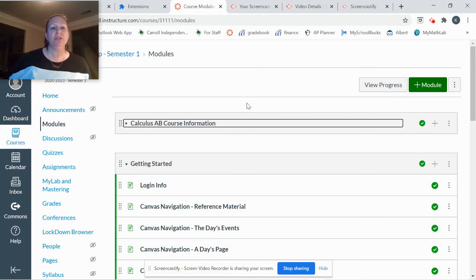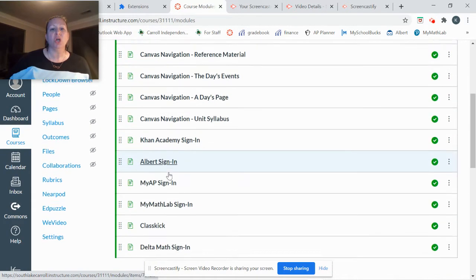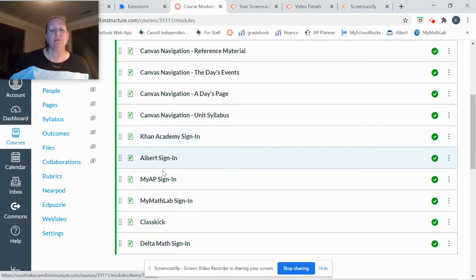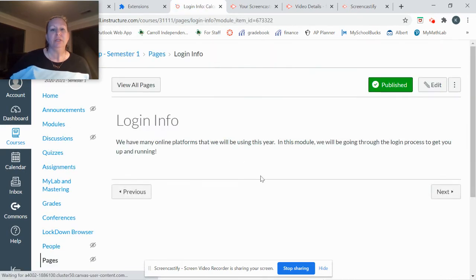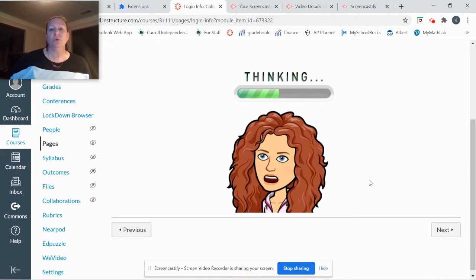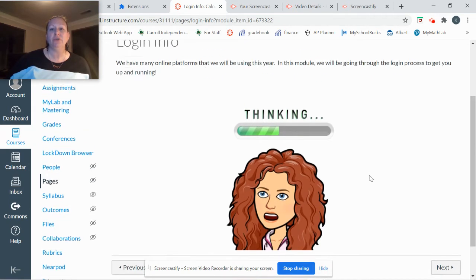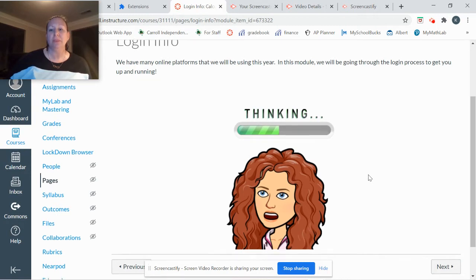And this time we're going to be looking at, again in modules, our Getting Started module. This is going to give us how to navigate through Canvas. It's also going to give us our login codes and assignments on all of our different login technologies that we have. So starting off, we have got a lot of logging in to do, so we're going to walk through this little by little. I'm going to have you pause the video and go ahead and sign up while we're going through this.